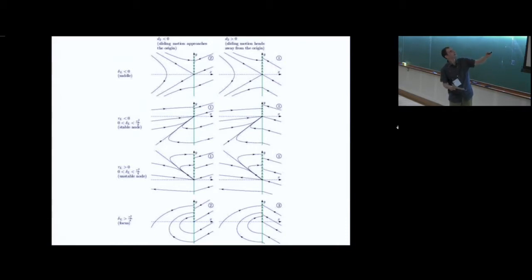So the left-hand column has D2 negative, sliding motion is towards the origin. In the right-hand column, D2 is positive, sliding motion is away from the origin. In the top, we've got that the regular equilibrium is a saddle, then it's a stable node, an unstable node, and lastly, the regular equilibrium is a focus. Okay, so this is all just mu equals 0.